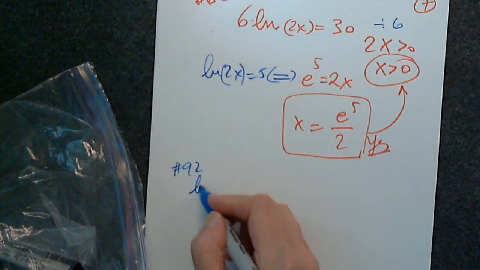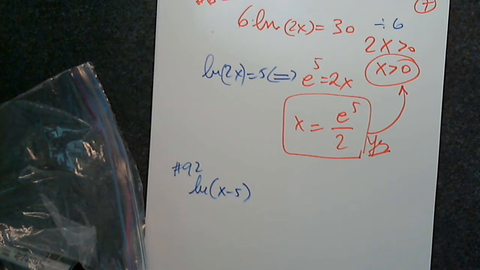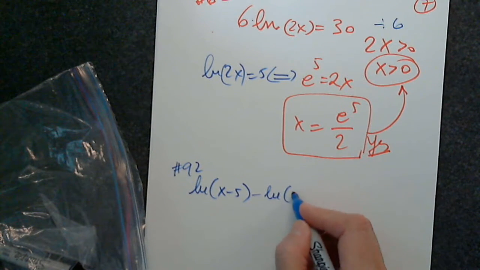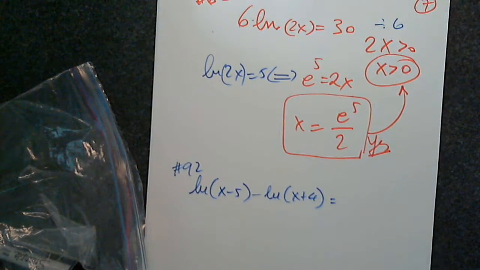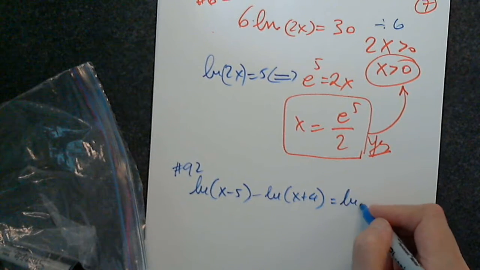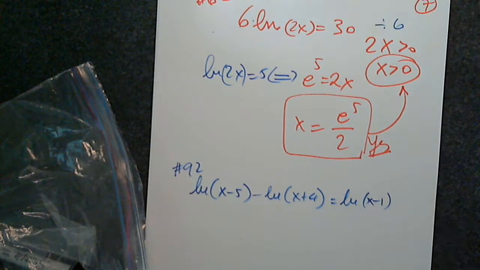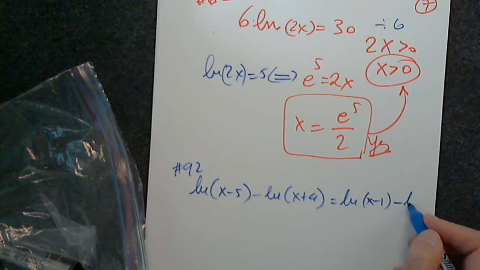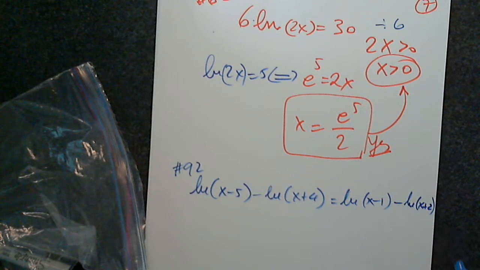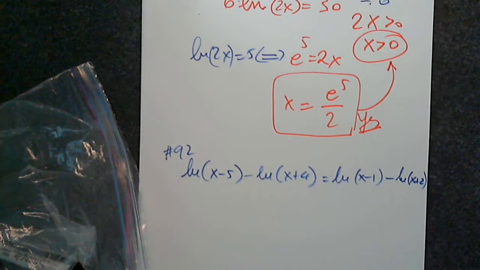Natural log x minus 5 minus natural log x plus 4 equals natural log x minus 1 minus natural log x plus 2. So long that I ran out of room again. I see 4 functions. I need 4 restrictions, please.